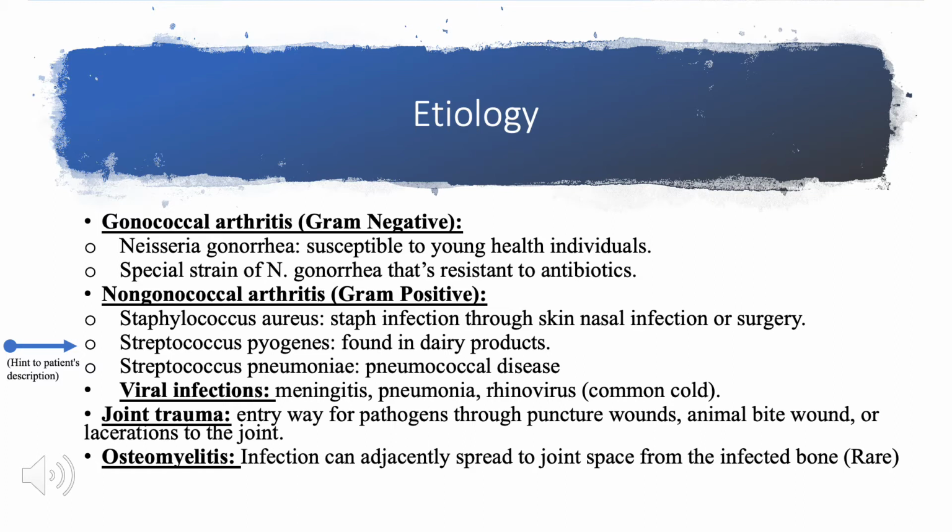Viral infections like meningitis, pneumonia, and the common cold that are already inside the host can cause a secondary bacterial infection that can be spread through the bloodstream and infect joints or other surrounding tissues. Joint trauma is another way for the bacteria, either gram-positive or gram-negative, to get into the body, either through a puncture wound, animal bite, or a laceration to the joint. Lastly, in rare cases, osteomyelitis, an infection of the bone, can spread adjacently to the joint space and cause septic arthritis.